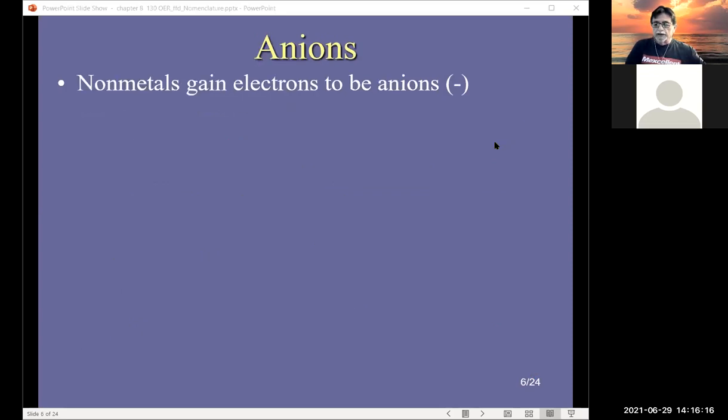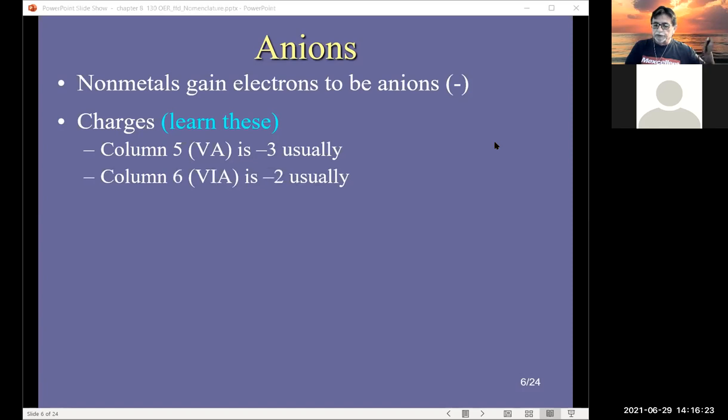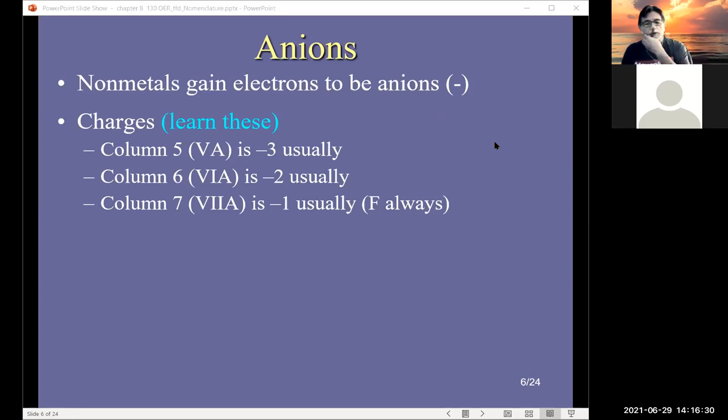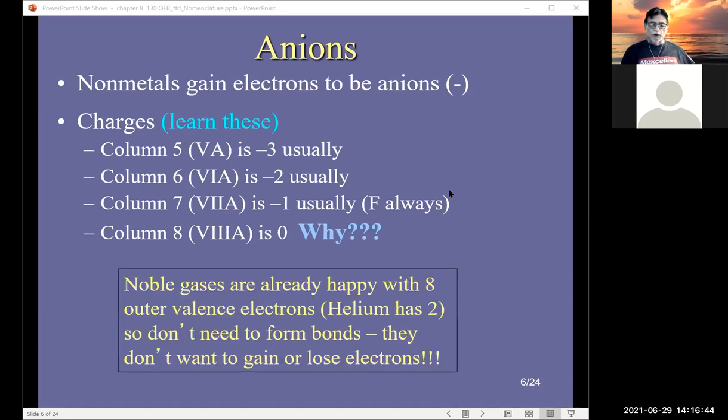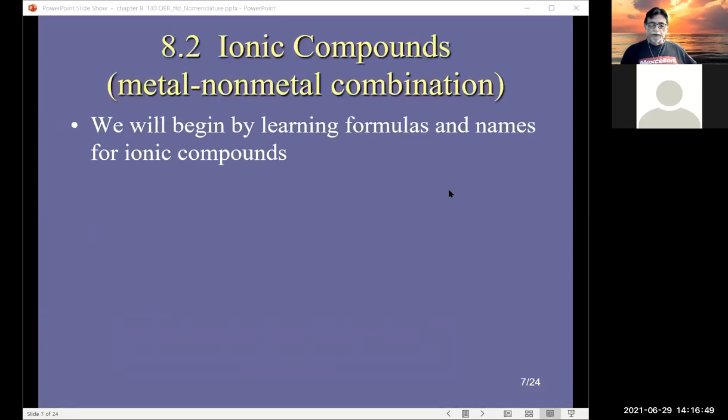All right, we know about anions. These are nonmetals gaining electrons. We know group 5 will have a -3 charge. Group 6 will have a -2. Group 7 will have a -1. Fluorine always has a -1. What that means is chlorine, bromine, and iodine cannot always be a -1. It depends on the conditions. We'll learn more in a bit. And of course, we know group 8A will always have 0. Noble gases have an octet. They're happy.